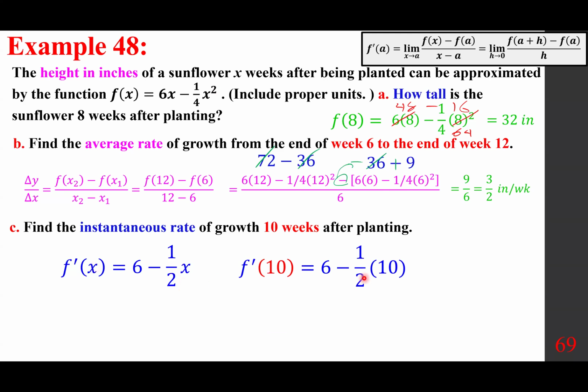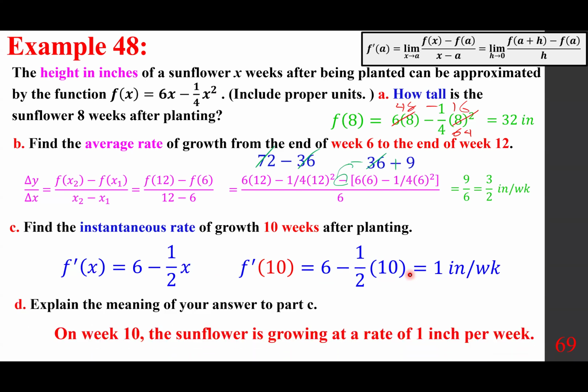So 6 minus half of 10. Half of 10 is 5. 6 minus 5 is 1. 1 inch per week. And so what? What does it mean? On week 10 or after week 10, the sunflower is growing at the rate of 1 inch per week. By the way, positive, you would say growing, negative is decreasing. Okay, so this is positive.